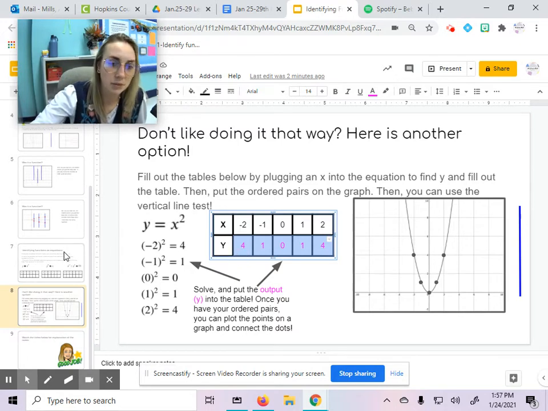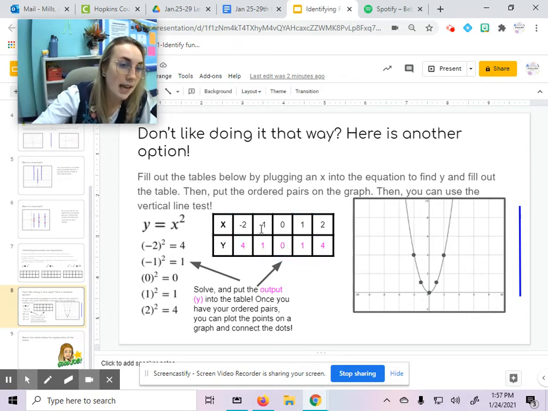And I put the answers on the output part of the table, so I was able to fill it out. And once I have it in the table, I can notice that no matter what input I have, I am only going to have one output with that input.